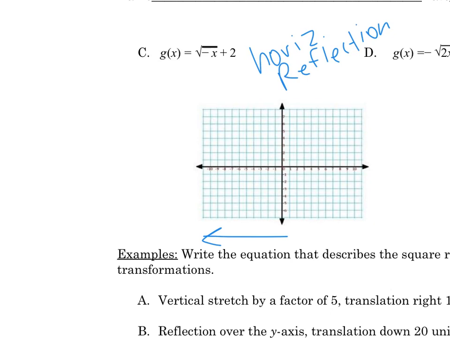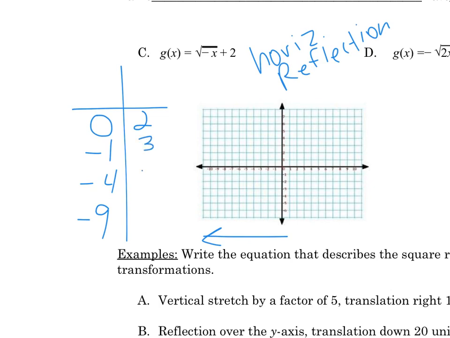So again, I want to focus on those 4 key values, 0, 1, 4, 9. And what I'm going to plug in here, well, 0 is still okay, -0 is still 0. Now I want to plug in values that give me a 1, 4, 9 in my radical. If x is negative, I need to plug in -1 to make it positive. I need to plug in -4 to make it positive. I need to plug in -9. When I plug in those values, I'm going to get 0 plus 2, 1 plus 2, which is 3, 2 plus 2, which is 4, and 3 plus 2, which is 5.